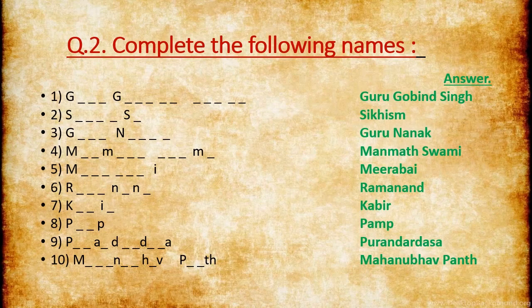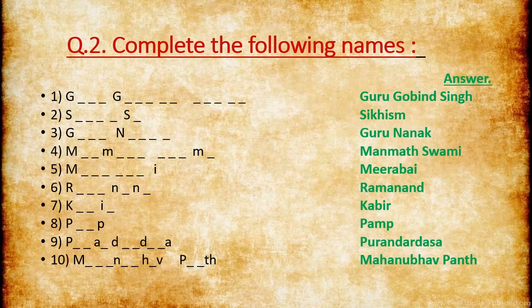Going to the second one, students. Now see the second one. S dash dash dash dash. Again S is there and again there is one dash. Now see on the screen what is the correct name there that you have to fill in the letters and get the correct name. That is Sikhism. S-I-K-H-I-S-M. Hope you are completing this by writing in your workbook.